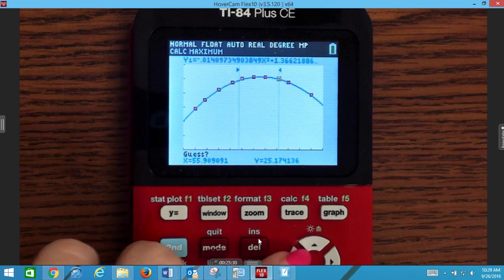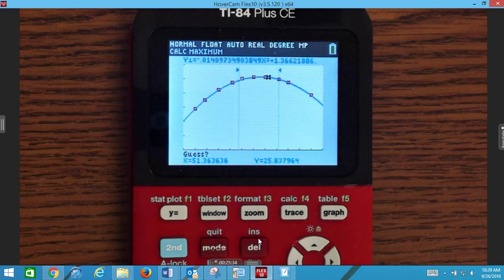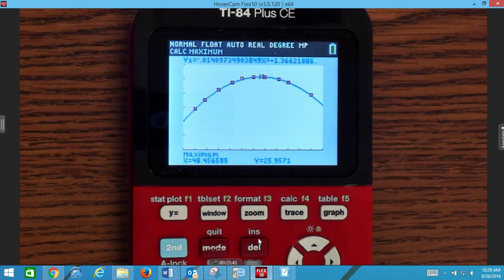All you have to do is get closer to it. You don't even have to be perfectly there. And you need to hit enter after it says guess. It will then tell you the maximum ordered pair, the maximum point. So now guess: you just get it as close as you can to where you think, then enter.